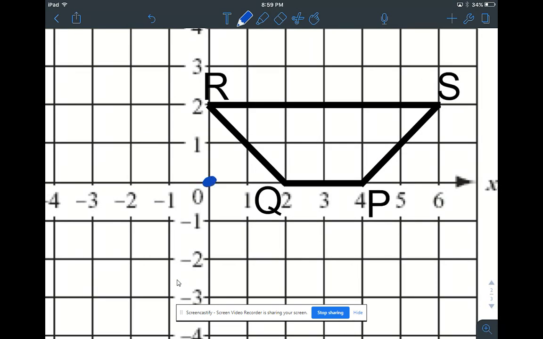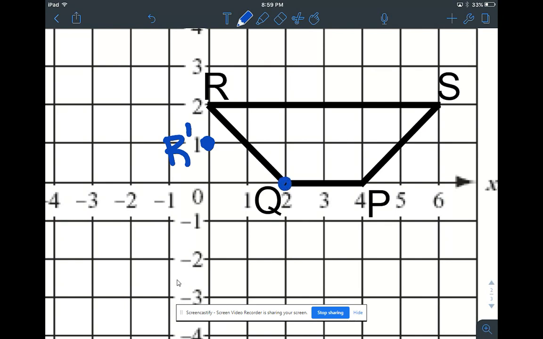Up from Q to R, we went up 2. So we need to cut that in half. So that means this time I need to divide by 2 instead of multiply by 2. So that's going to be up 1. So here is R prime.